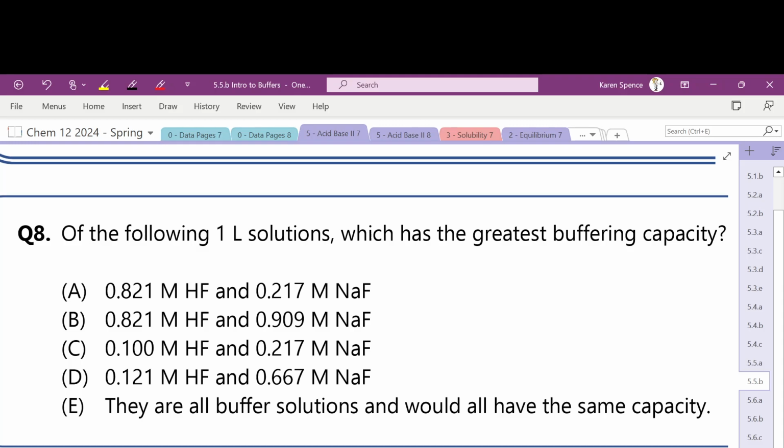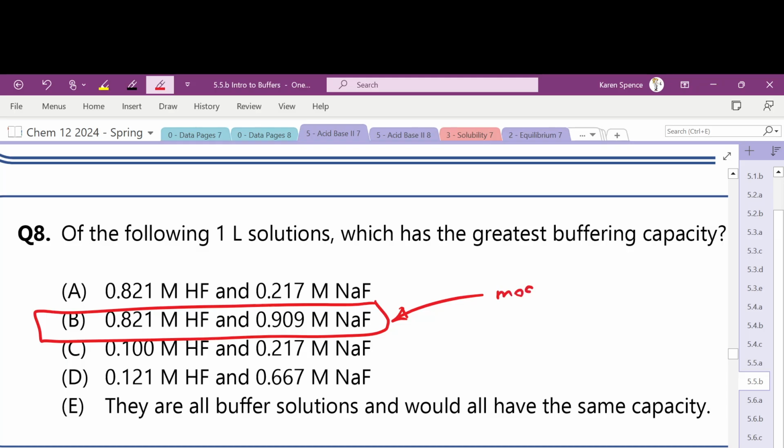Yes, it is B, because we have the most number of moles. We won't run out as soon. If you have a lower molarity, you'll have a lower number of moles, and they're all the same volume, so that doesn't affect it. Okay, so the answer is B. Most moles won't run out.